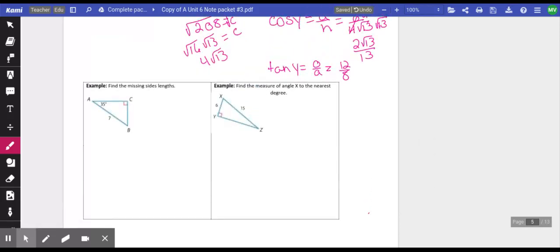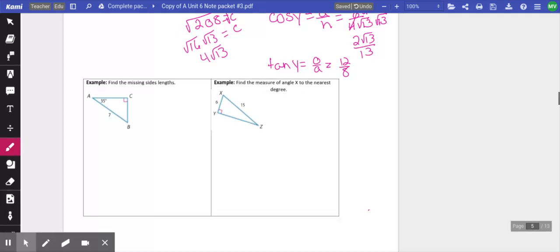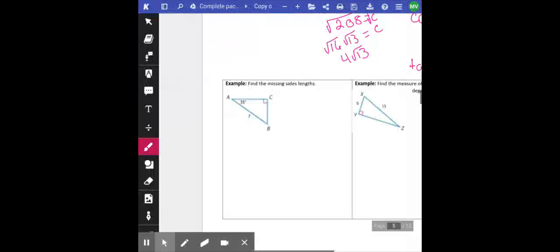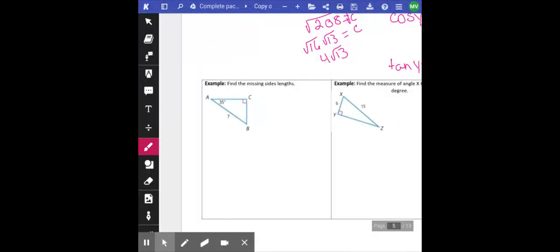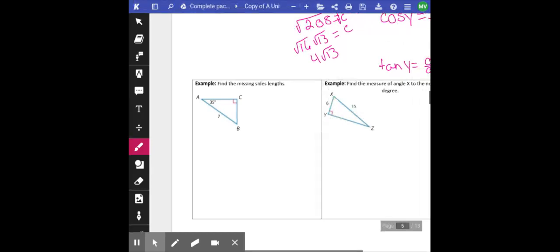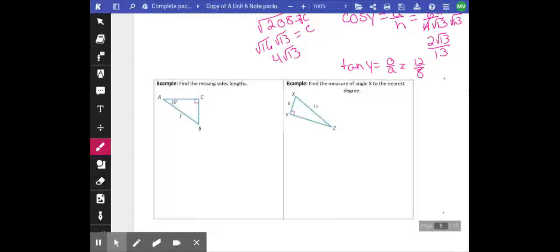So now to find the missing lengths, I need to decide which trig ratio I'm going to use. And here we're going to actually be using our calculator. So let's take a minute to talk about what our calculator is doing. All of our trig ratios are a constant depending on the angle. So when you're looking at your calculator, first of all, we need to make sure we're in degrees because all of our angles are going to be in degrees.